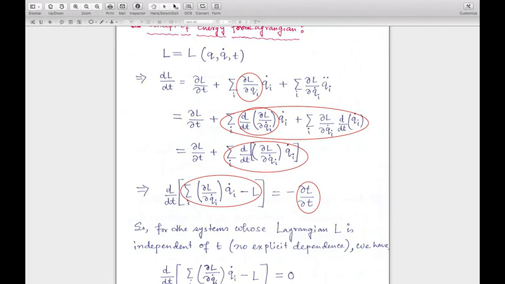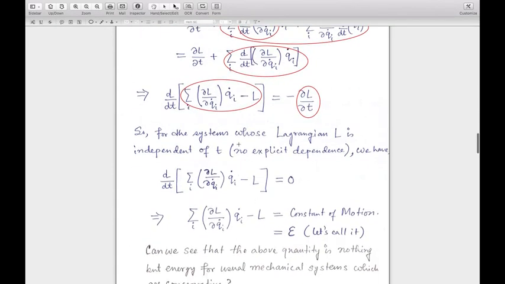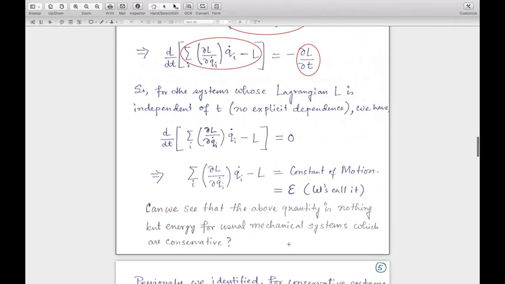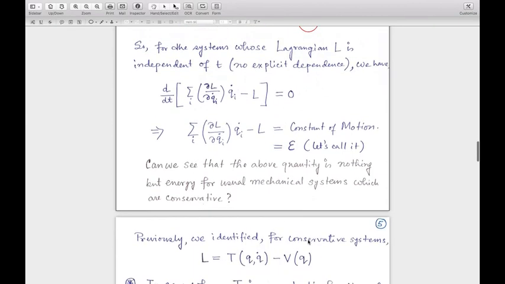And if the Lagrangian does not explicitly contain the time, which is the intrinsic independent variable, then there is another constant of motion, and that is simply the summation over i of ∂L/∂q_i-dot q_i-dot minus L. Okay. So for a system where the Lagrangian is independent of time, this is an invariant of motion, and we call this curly E. Okay. Now can we see that the above quantity is nothing but energy for usual mechanical systems which are conservative? Well, let's try.